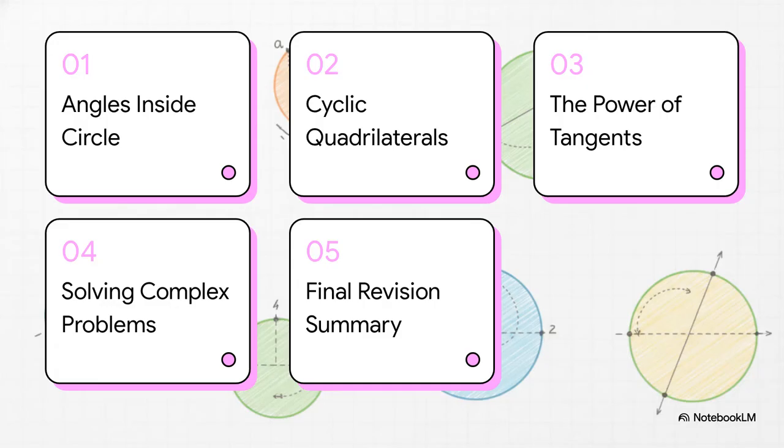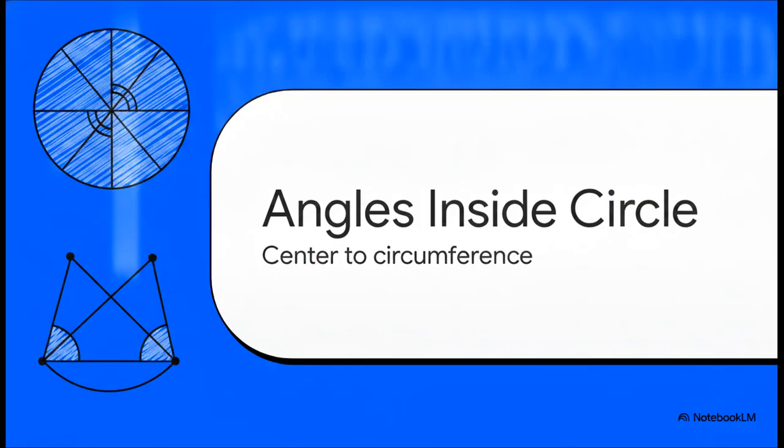Okay, here's our game plan for today. We'll start with angles inside the circle, then move to exploring cyclic quadrilaterals. After that, we hit the power of tangents, followed by solving complex circle problems, and wrap it all up with a final chapter revision summary. Starting off with Section 1, angles inside the circle. Starting from the center to the circumference.